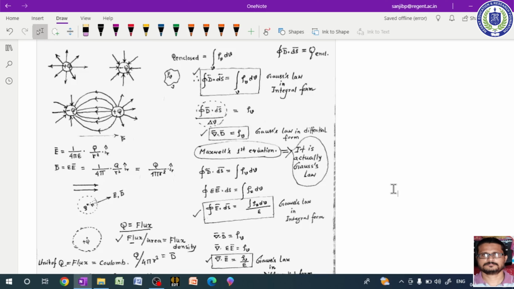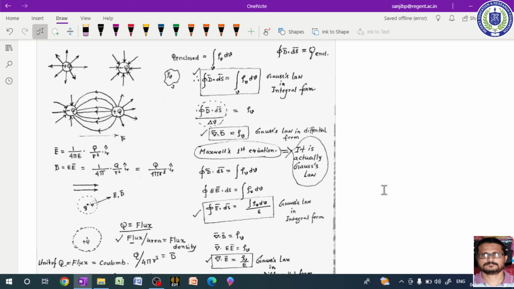Today I will discuss another important question of MAKAUT regarding Gauss's law. The question was: explain and derive Gauss's law. So from where will we start to derive Gauss's law? Initially, I will discuss a brief theory regarding Gauss's law.